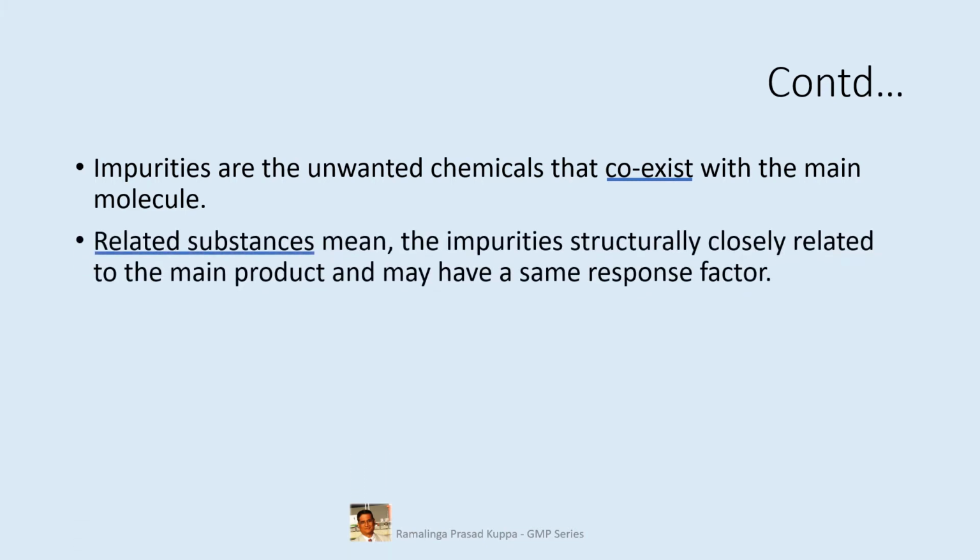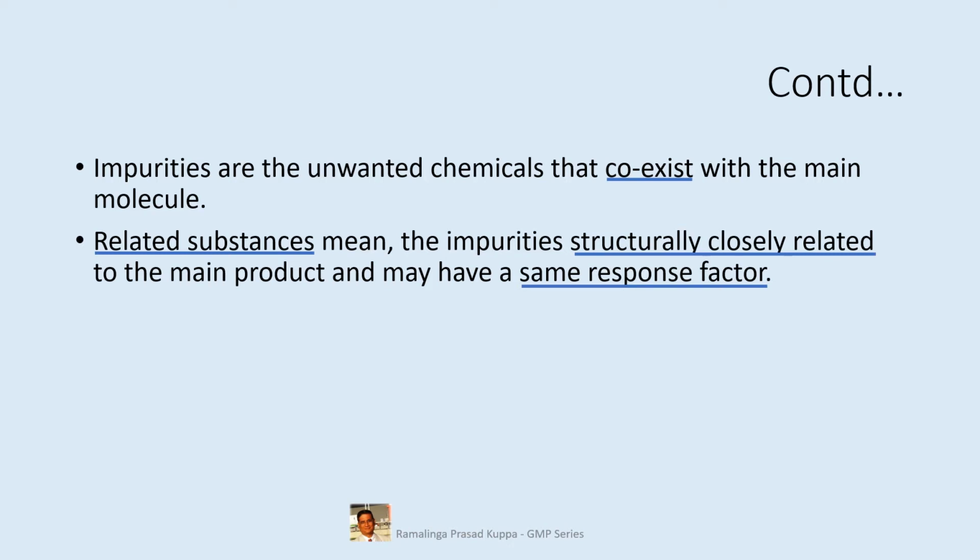Related substances mean the impurities structurally closely related to the main product and may have a same response factor. Related substance means it is a relative to the main compound, mostly the API. What is a relative? A relative will have similar characteristics to each other. Each other's frequencies match. This is the simple way to understand the word related substances. Technically speaking, the response factors for both will be very close. It will be closer to 1.